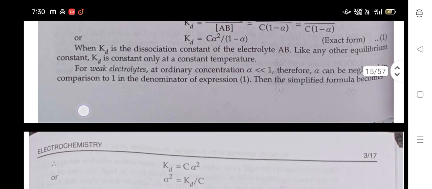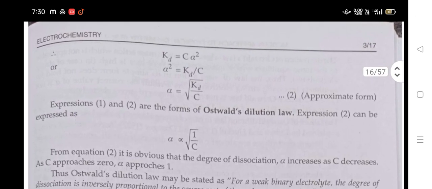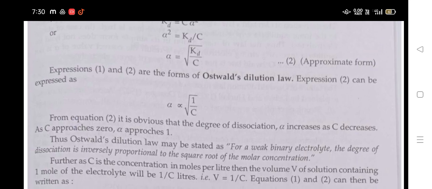Then the simplified formula becomes Kd = C alpha squared, so alpha squared = Kd by C, and alpha = root of Kd by C. Expressions 1 and 2 are the forms of Ostwald dilution law and can be expressed as alpha is directly proportional to under root 1 by C.